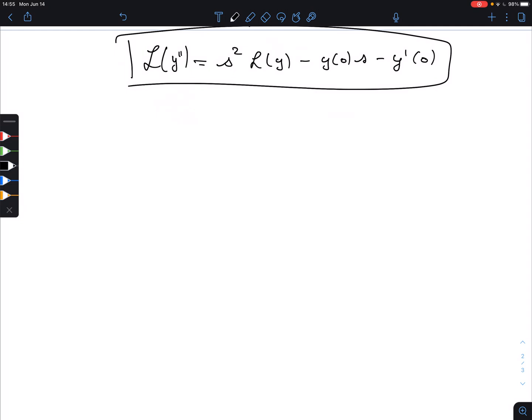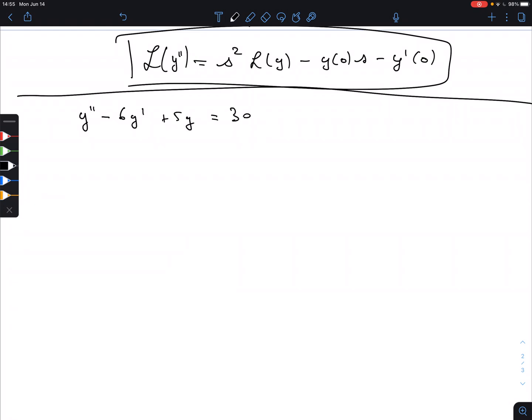Let's do this one here. Okay, let's look at the following differential equation. y double prime minus 6y prime plus 5y equals 3e to the 2t, and we have initial conditions: y(0) is 2, y prime(0) is 3.